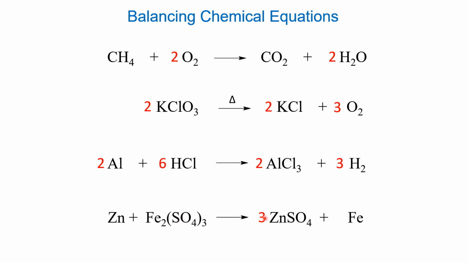So change the coefficient of zinc sulfate to 3, then we will balance the sulfate now. And then, since you changed the coefficient of zinc sulfate, now we have 3 zinc, only one zinc here. So we change this coefficient of zinc to 3. Now worry about the iron. So we have 3 sulfate, but 2 iron here, just 1 iron here. So we change the coefficient to 2 to balance the iron. Now it's all balanced.